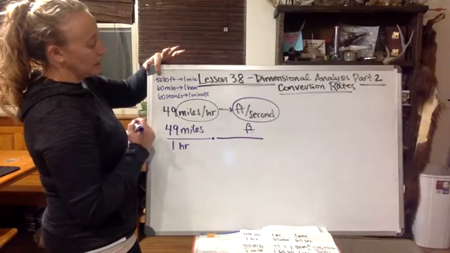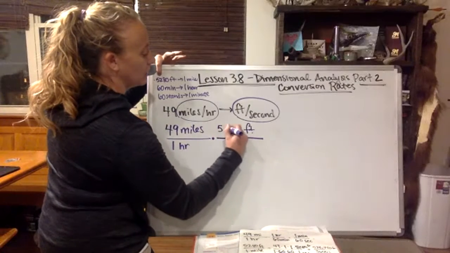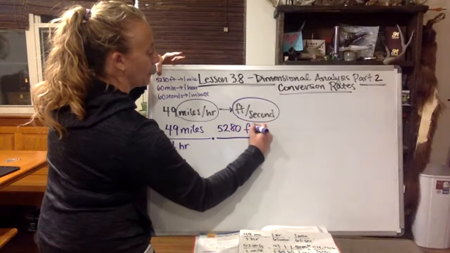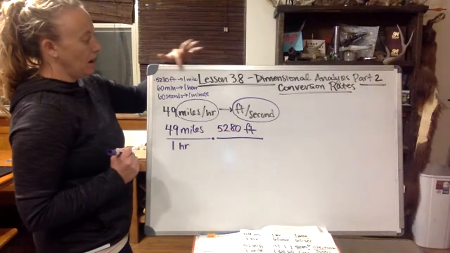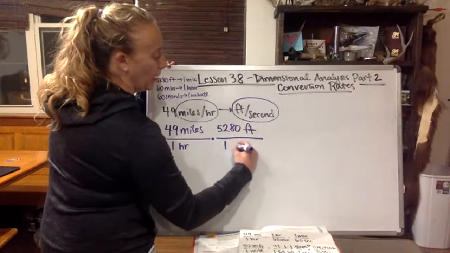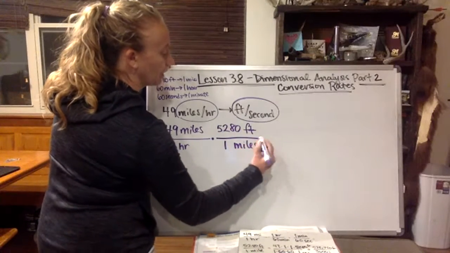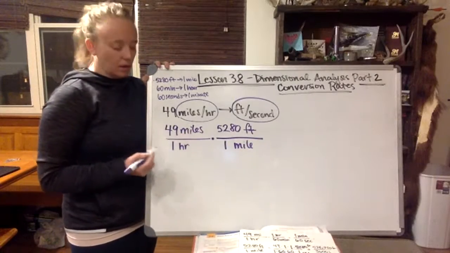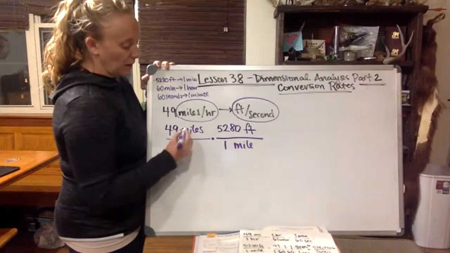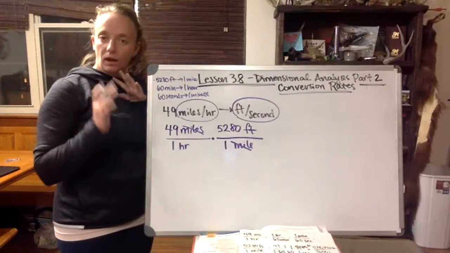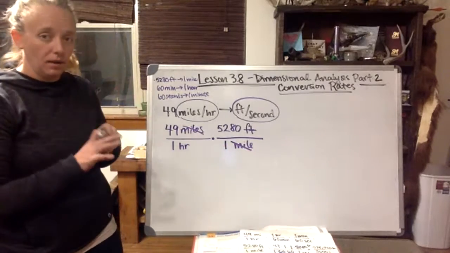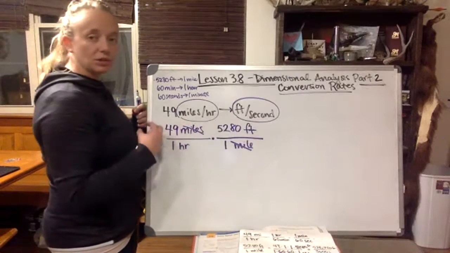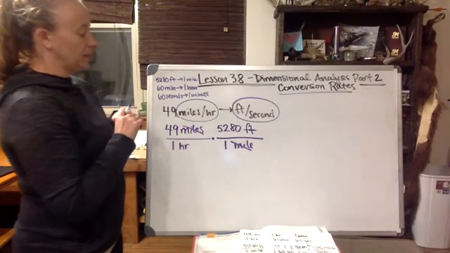So I'm going to write this conversion factor, 5,280 feet right there over 1 mile. And I do that so that the miles will cancel out. 49 miles versus 1 mile. Miles cancel out. That dimension is gone. The only dimension that's still here in terms of distance is now feet.